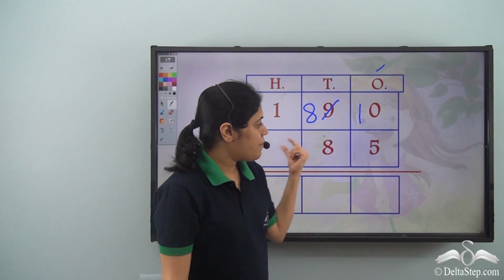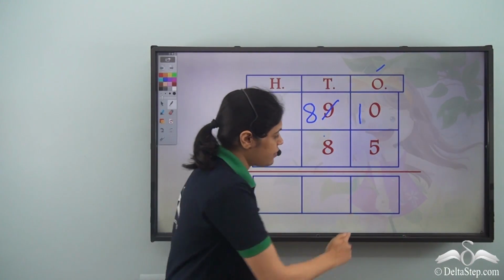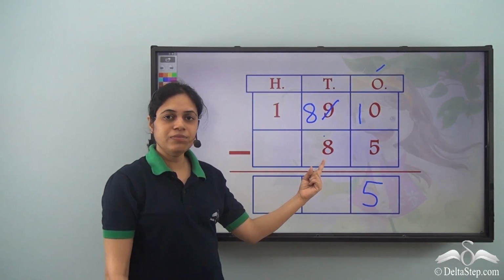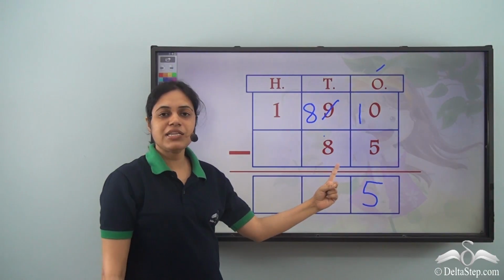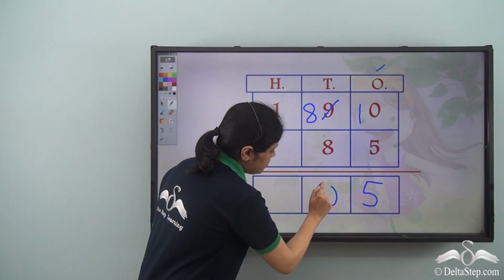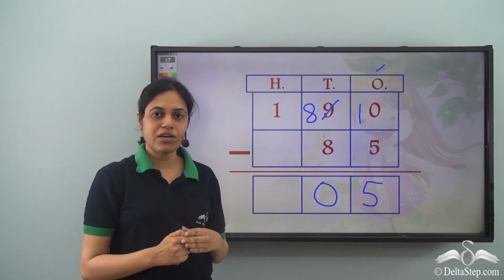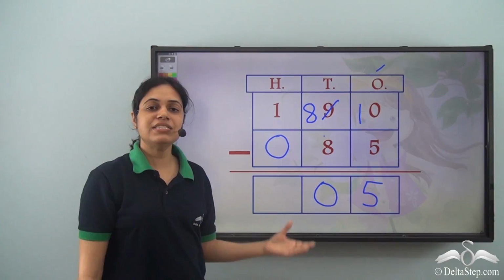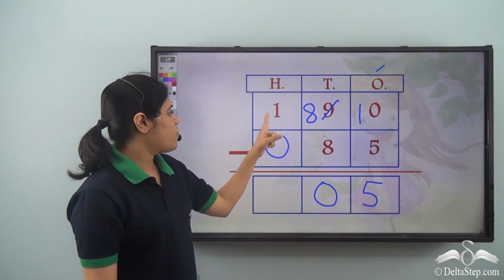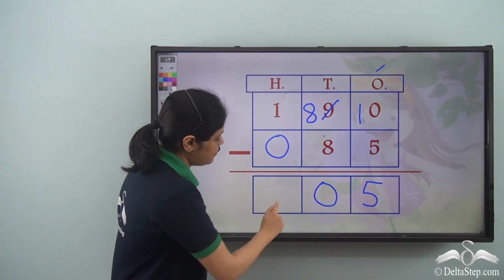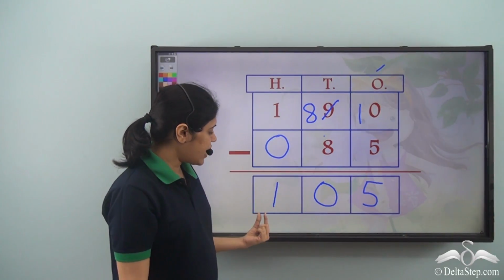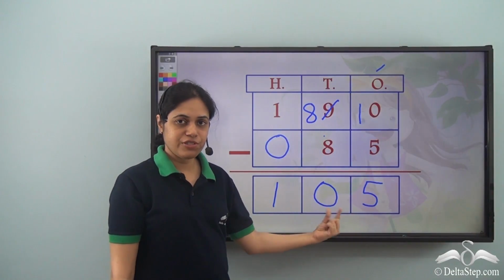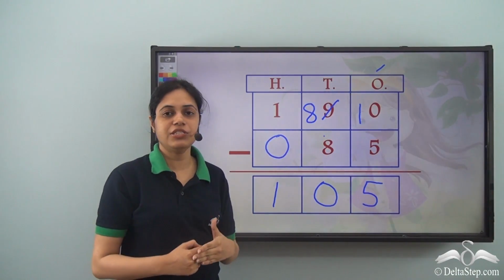Now 10 minus 5 is 5, and 8 minus 8 is 0. And I have 1 in the hundreds room and the other hundreds place is empty, or I can say there is 0 in this room. So 1 minus 0 is 1. So the answer is 105. 105 is the difference or the answer when you subtract these two numbers.